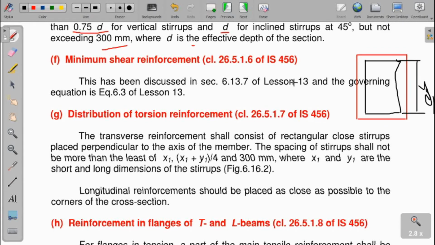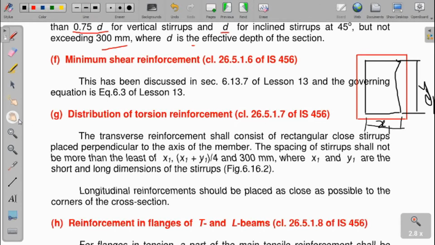And then from the center of this to the center of this gap is denoted by x1. So it is saying that the spacing of stirrups shall not be more than the least of x1, or (x1 plus y1) by 4, or 300 mm, where x1 and y1 are as shown in the figure.